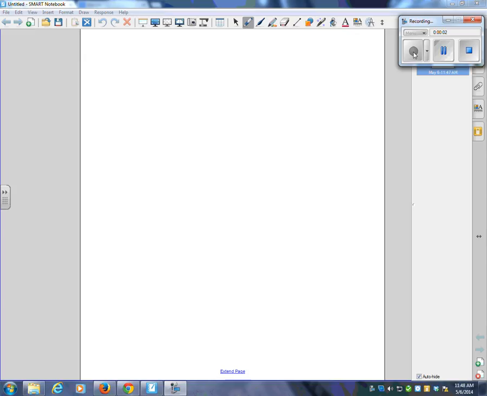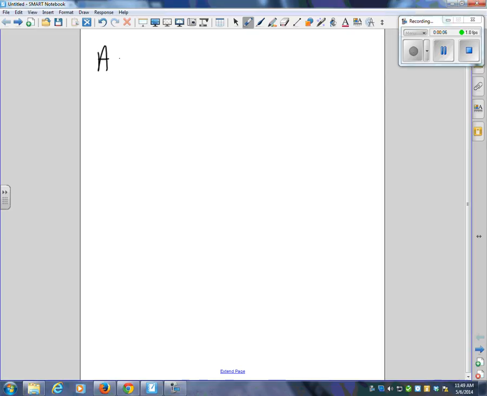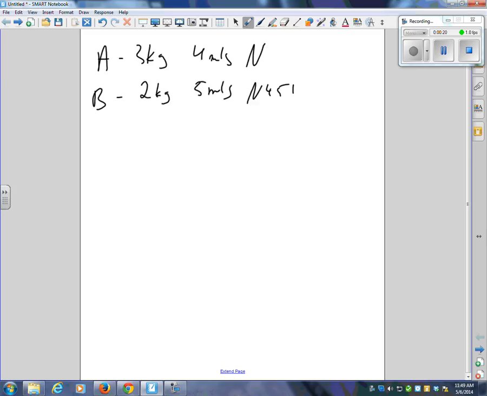Alrighty, here's the 2D collision question. So we've got mass A. Before collision it's 3 kilograms and it's traveling at 4 meters per second north. And mass B is 2 kilograms and it's traveling at 5 meters per second at north 45 west, right? So you've got one like this, and you've got one like that, right? Okay, so I got that.